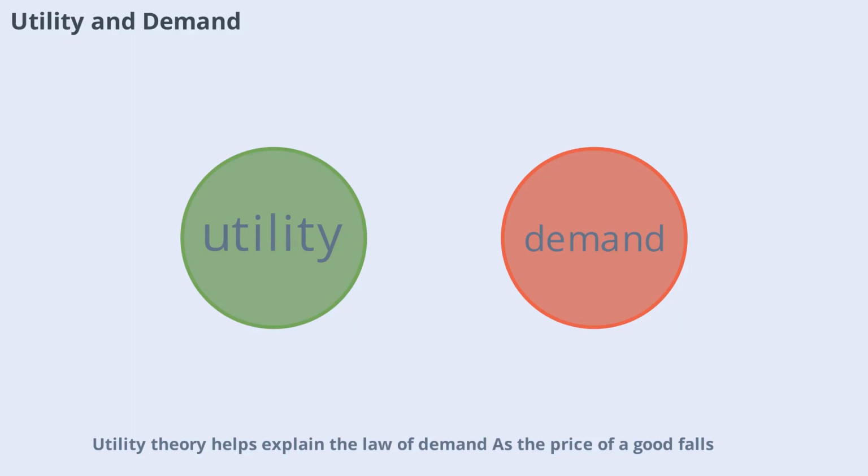Utility theory helps explain the law of demand. As the price of a good falls, the marginal utility per dollar increases, making people more likely to buy more. Conversely, if the price rises, the marginal utility per dollar decreases and people buy less. This relationship is fundamental to how markets operate.